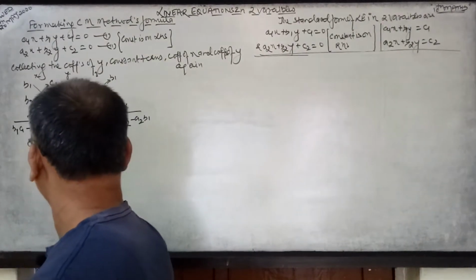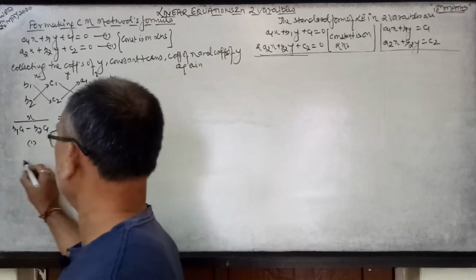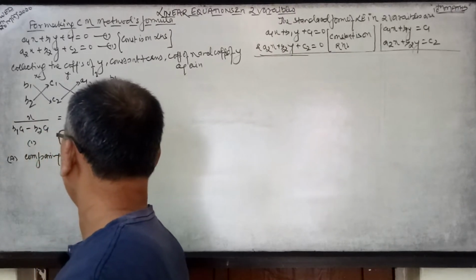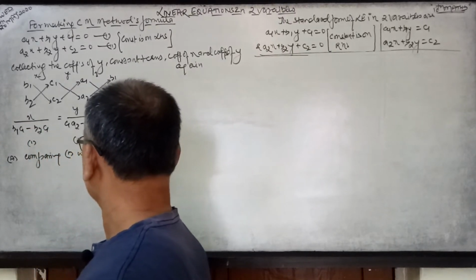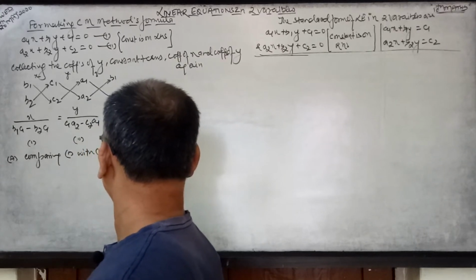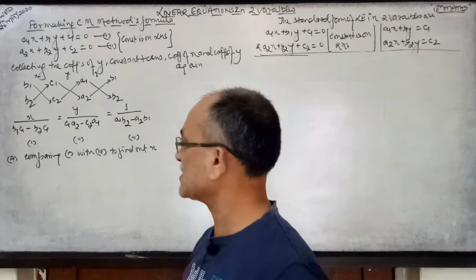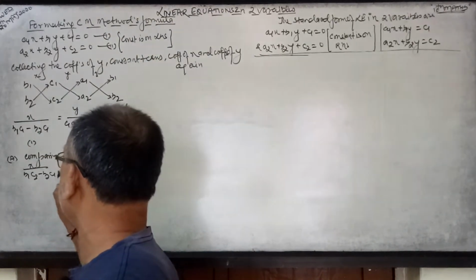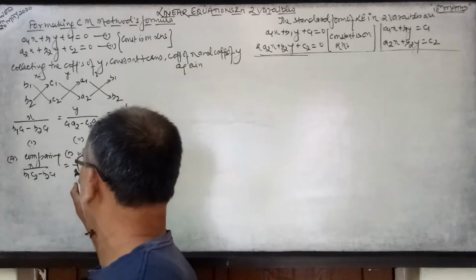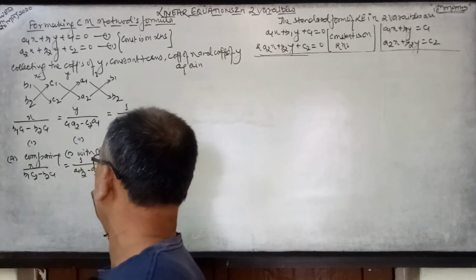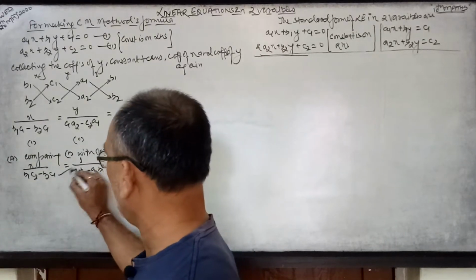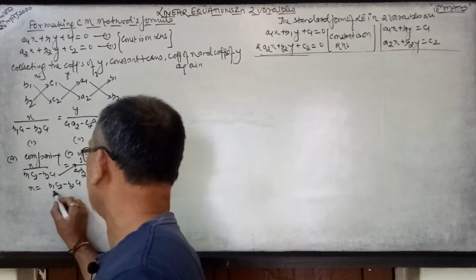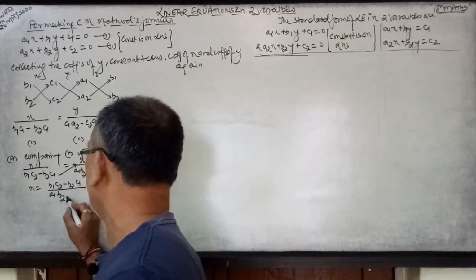So it's 1, it's 2, it's 3. Compare 1 with 3 to find out x. To find out x, now look, x over b1 c2 minus b2 c1 is equal to 1 over a1 b2 minus a2 b1. It will go up by cross multiplication. So now x is equal to b1 c2 minus b2 c1 over a1 b2 minus a2 b1.